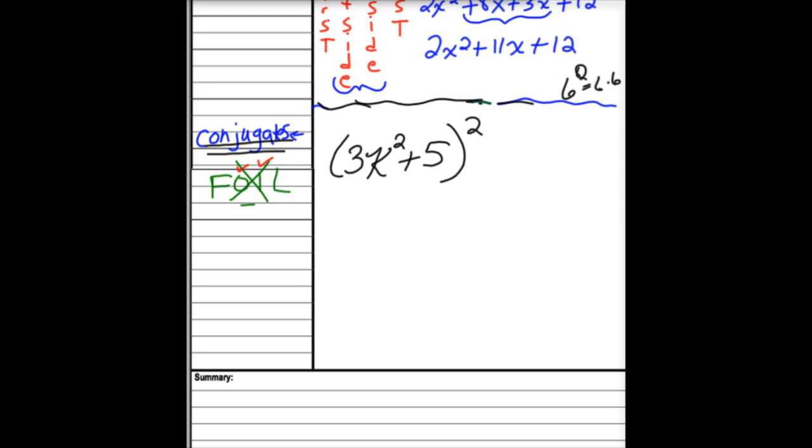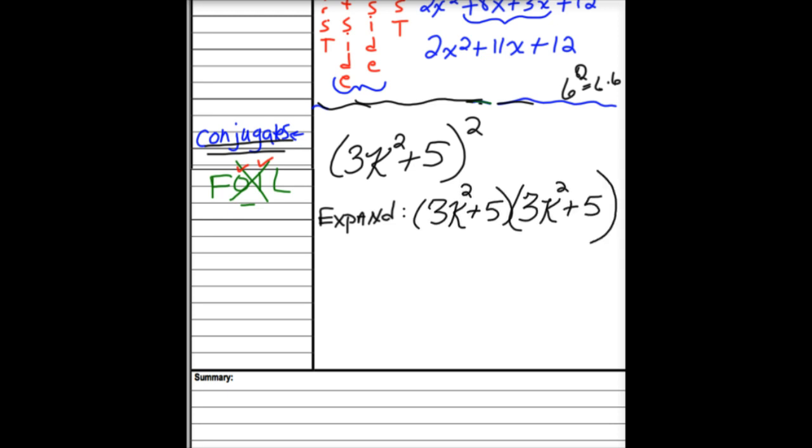First thing I need to do is expand it. All right, so when I expand it, what that means is I write it as it times itself. So I'm going to have (3k squared plus 5) times another (3k squared plus 5). I now have a binomial times a binomial, and it's locked and loaded and ready to FOIL. So I multiply firsts. 3 times 3 gives me 9. k squared times k squared, I add those exponents, for k to the 4th. That's my first terms.